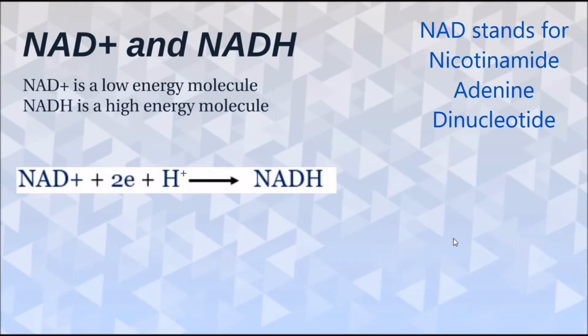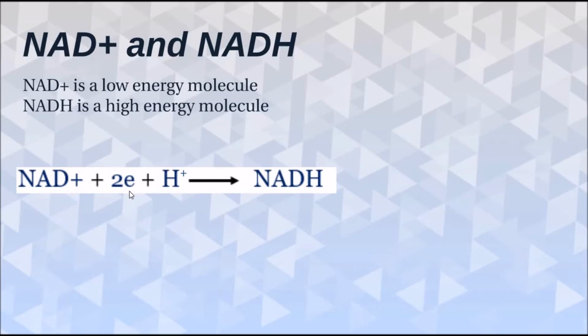NAD+ and NADH are also important energy carriers. They carry electrons, which can contain high energy. NAD+ would join to 2 electrons and a proton to make NADH. And the energy from NADH is extracted using the electron transport chain, which we'll be talking about later.